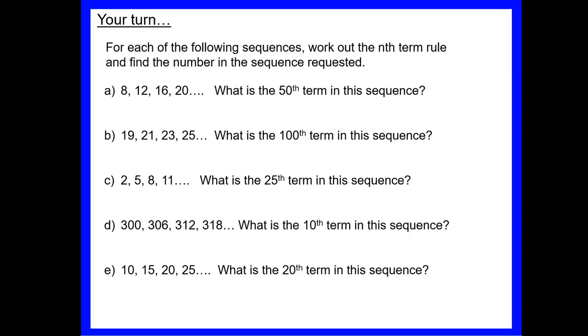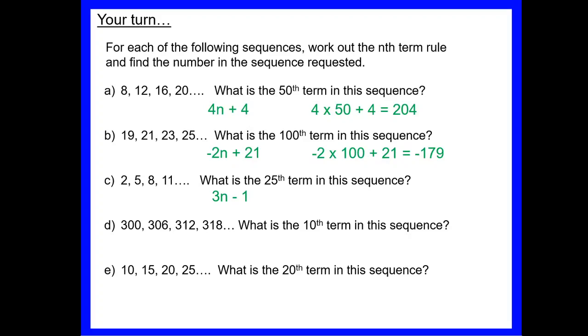Let's look at the solutions then. So for the first one, the rule is 4n plus 4. If we substitute in 50, we get 4 times 50 plus 4, which is 204. The next one, the rule is -2n plus 21. We're going to substitute in 100, so -2 times 100 is -200, plus 21 is -179.